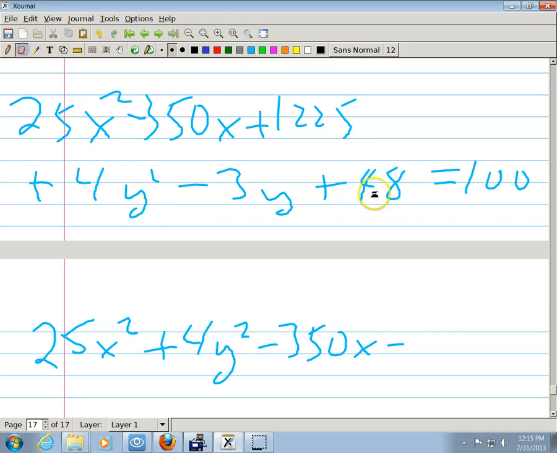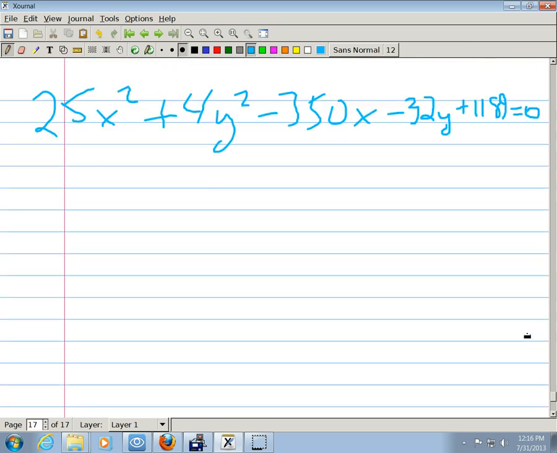Okay, just when I thought I knew what I was doing. All right, this is 64. And your y is negative 3, it should be negative 32. I wrote it too fast. So it's 25x squared plus 4y squared minus 350x minus 32y. And then if you add these up, it's 1289, minus 100 is 1189.